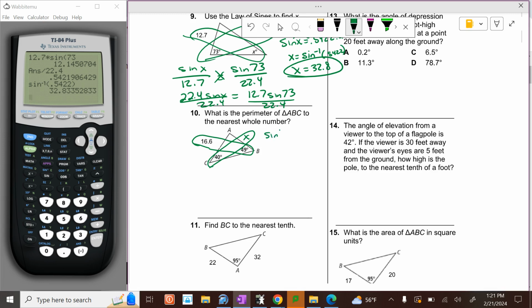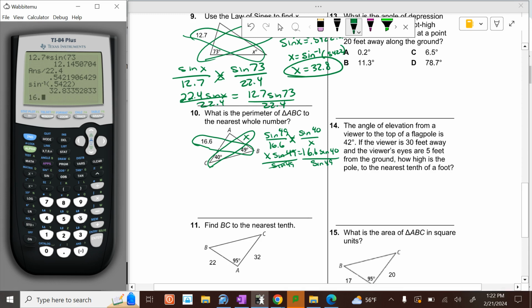The sine of 49 over 16.6 equals the sine of 40 over x. So cross multiply. x sine of 49 equals 16.6 sine of 40, and divide by the sine of 49. So it's 16.6 sine of 40 divided by the sine of 49. So x equals 14.1.